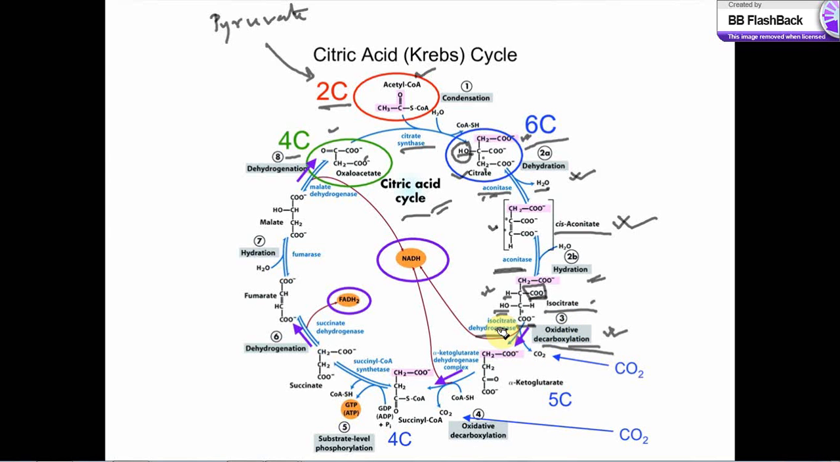So this is the structure of the isocitrate, and this is the COO minus group, which will go out in the form of carbon dioxide, and the hydrogen that has been taken out is this hydrogen and this hydrogen.